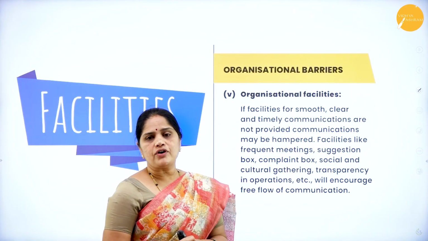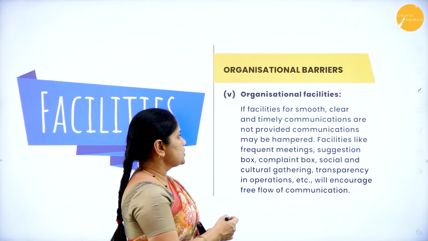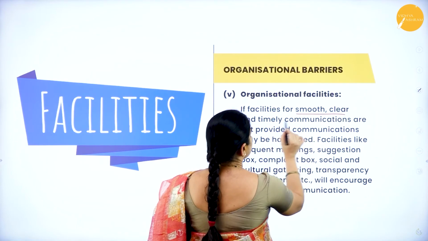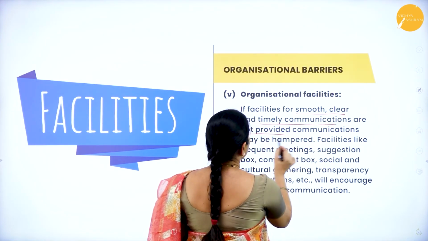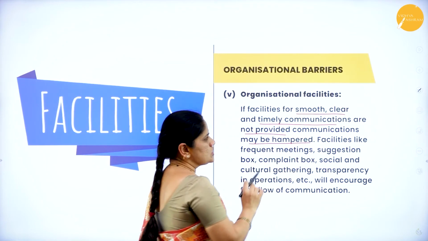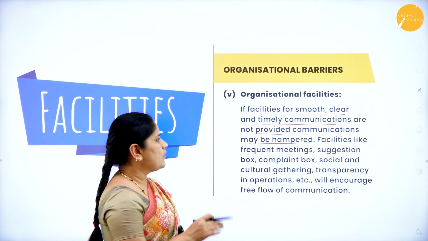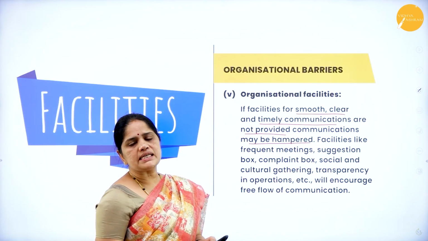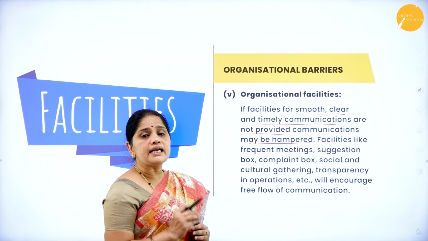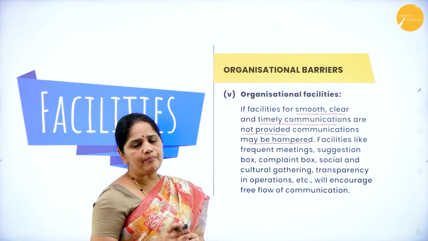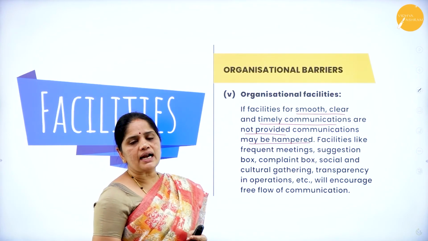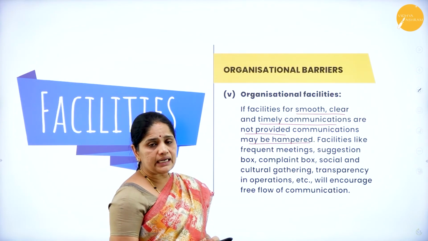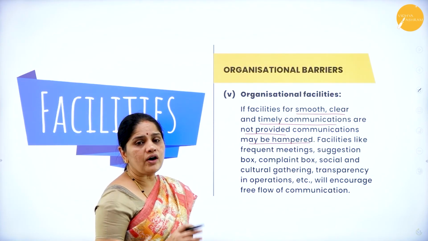Then the last type of organizational barrier is organizational facilities. If facilities for smooth, clear and timely communication are not provided, communication may be hampered. So there should be proper provision for smooth, clear and timely communication. If it is not present in any organization, then it may act as an organizational barrier. Next, we should understand what are the various types of organizational facilities which we can create for the free and smooth flow of communication.